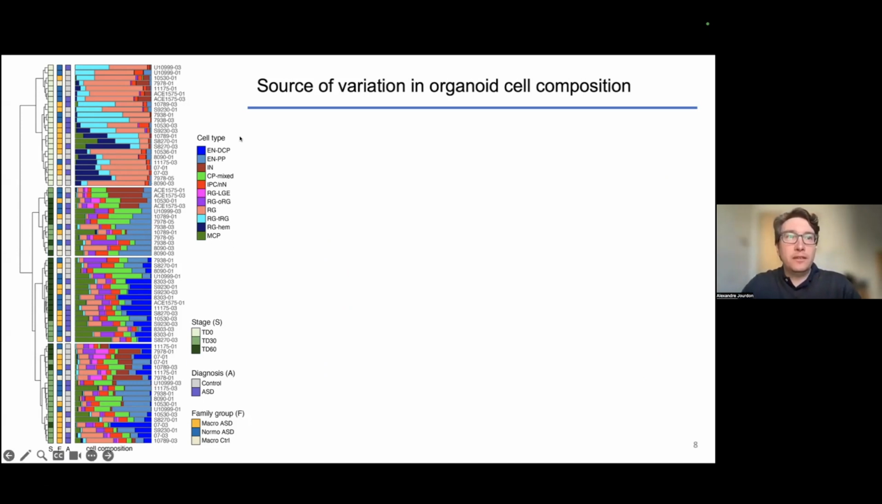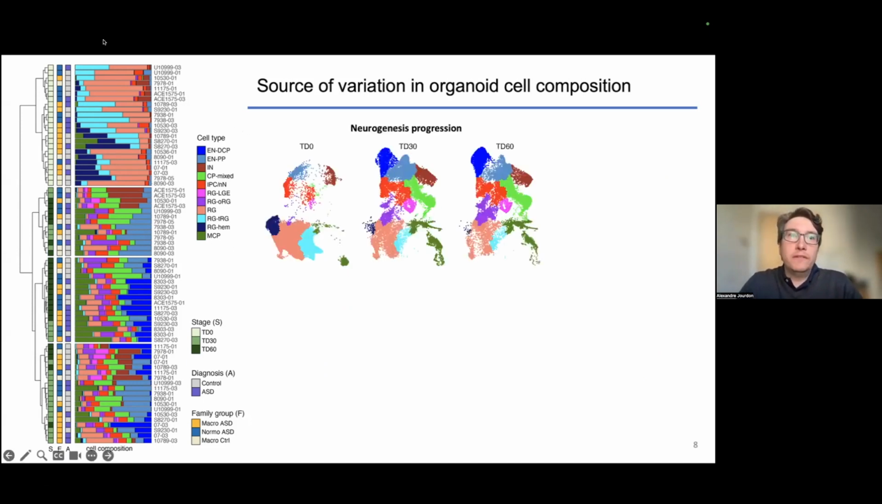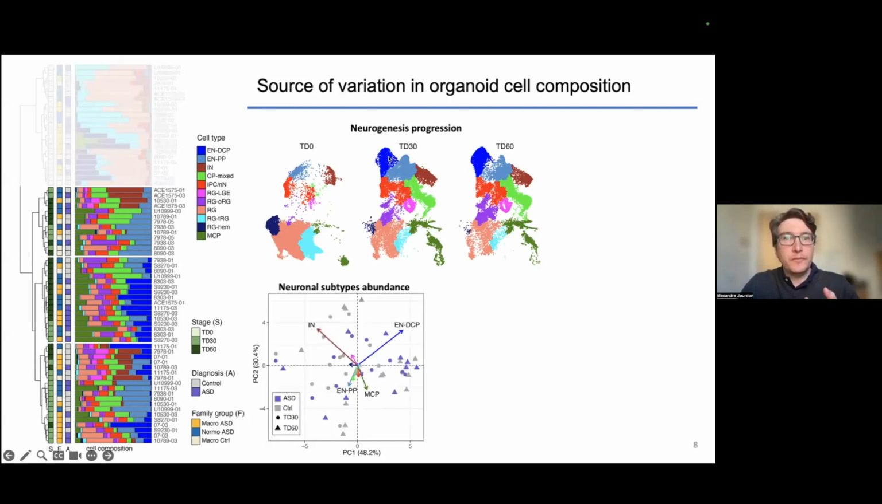The first distinction you can see, which of course drives the organization of cell composition, is time: at early stages organoids are mostly composed of progenitor cells, and as they differentiate you get more and more neuronal cell types. What's interesting is that at a later stage, organoids are spread by the proportion of neural cell types or the different subtypes that we identified. And you can see here on this PCA plot how they're organized.